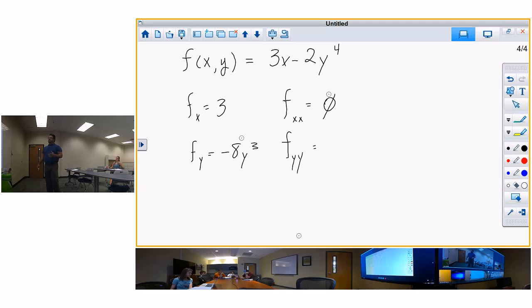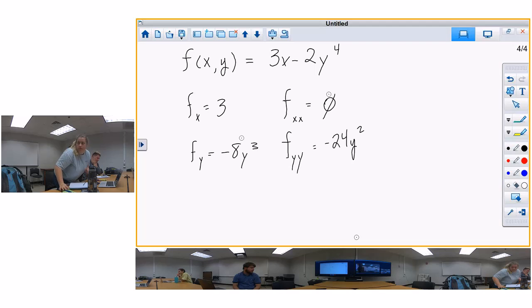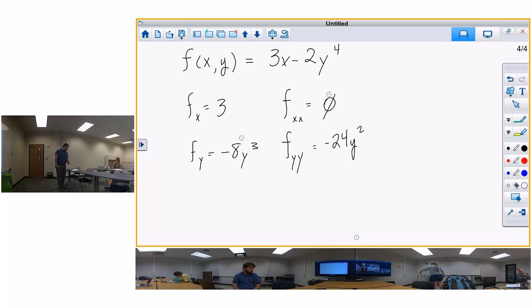All right, so this is pretty simple. What would it be? Negative what? Negative 24y squared. And I only asked for the second derivative there because if I asked you for the xy, you're going to zero it out. So that's why I'm not asking for that one.